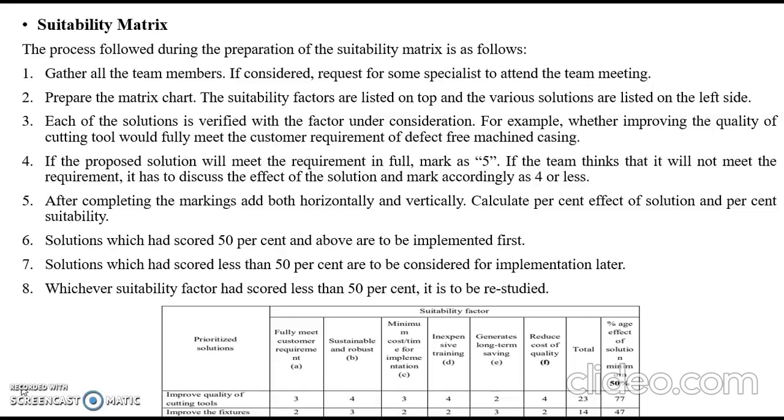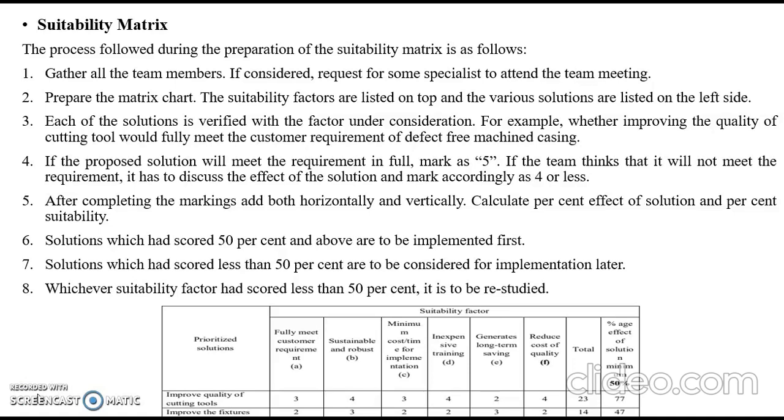Second one is prepare the matrix chart. That means the suitability factors are listed on the top and various solutions are listed on the left side. The factors are listed horizontally and the solutions are listed vertically on the left side. Next, in the third step, each of the solutions is verified with the factor under consideration. For example, whether improving the quality of the cutting tool would fully meet the customer requirement of defect-free machined casting.